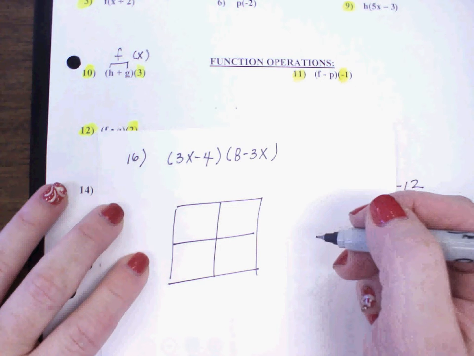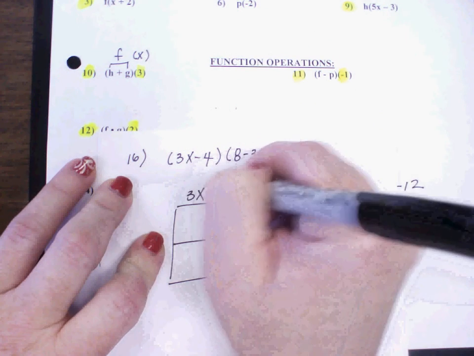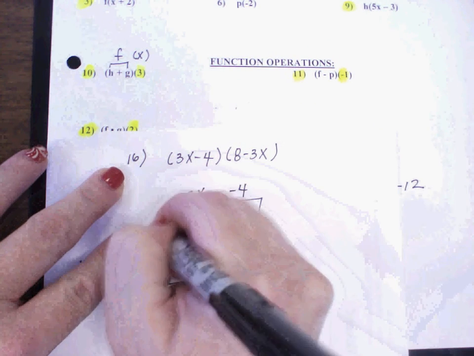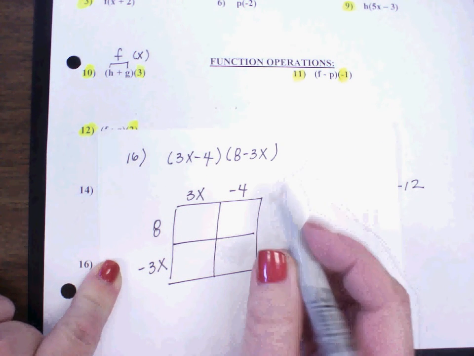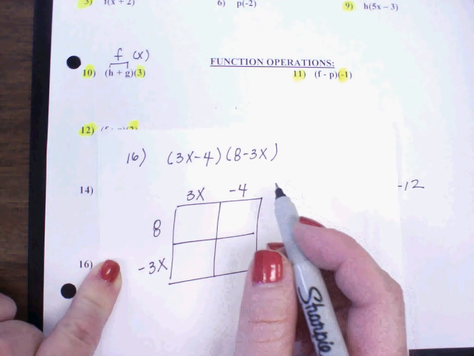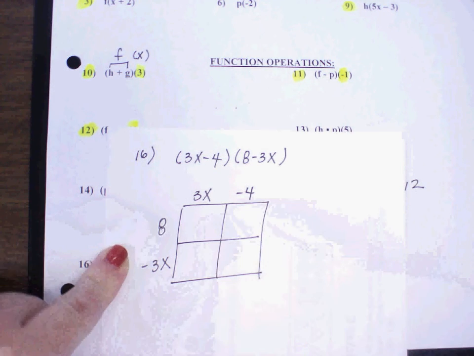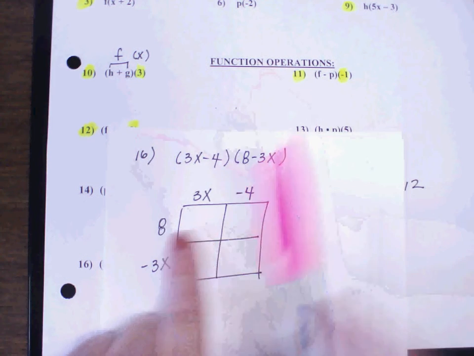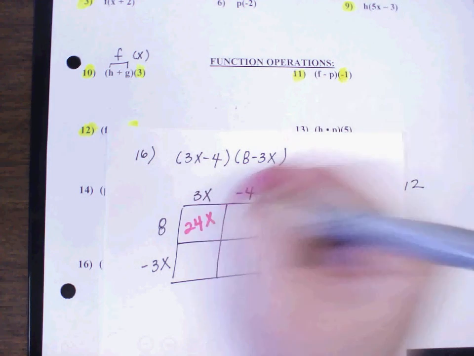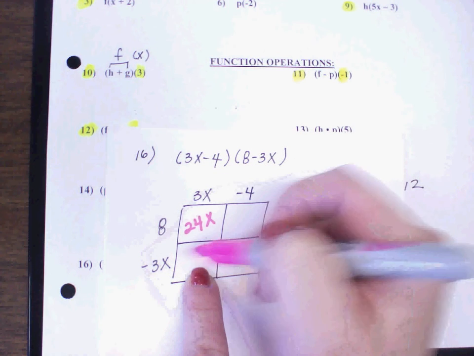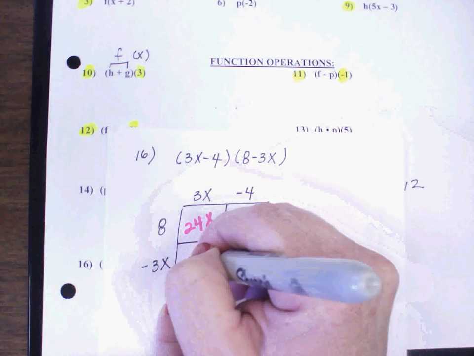All right. So this is 3x and negative 4, and then that one is 8 and negative 3x. 8 times 3x. Remember? All right. So this box over here is up and this way, right? So 3x times 8, 24x. This box is up and to the left. So 3x times negative 3x, negative 9x. Thank you. Somebody said it.